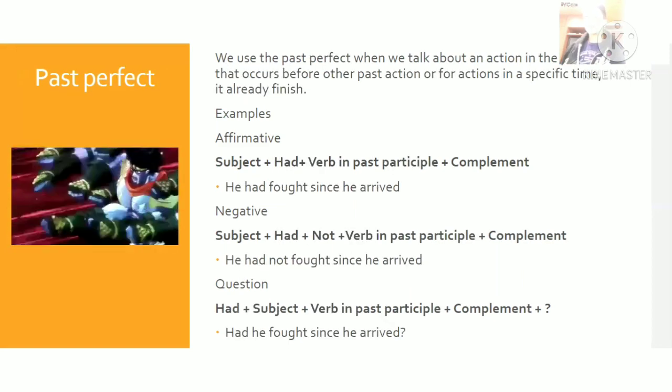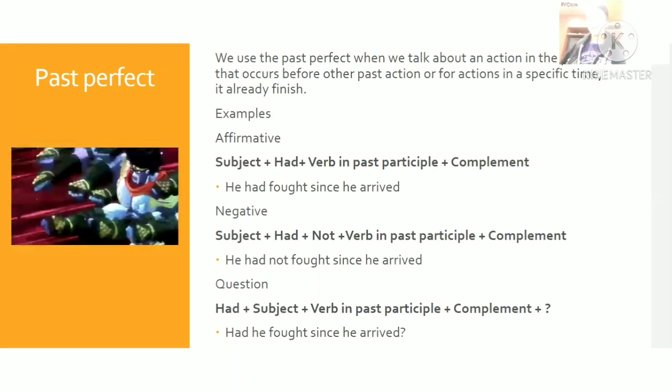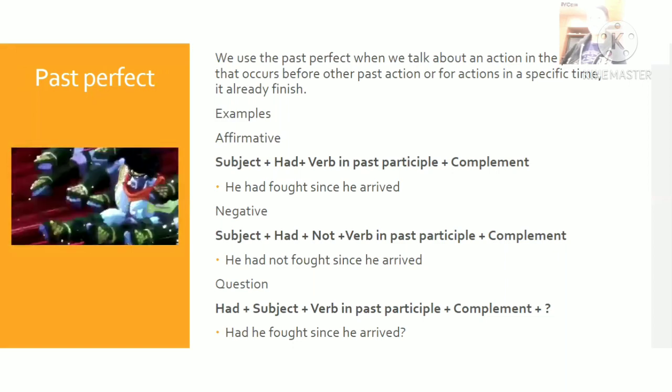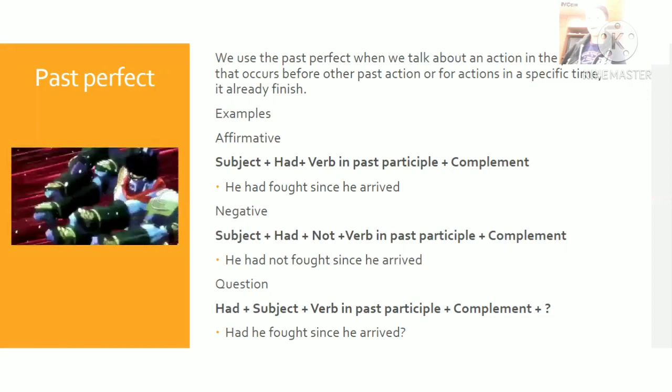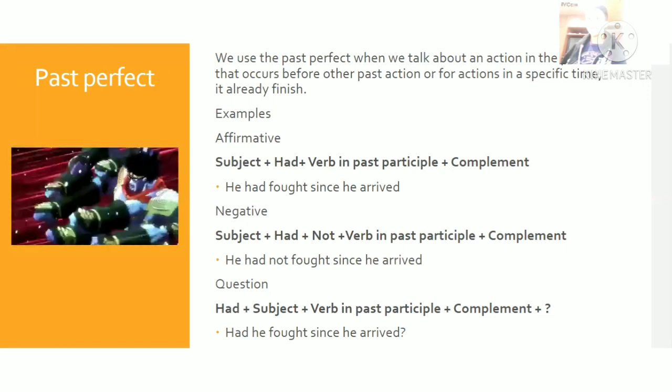And the past perfect. We use the past perfect when we talk about an action in the past that occurs before another past action, or for an action that occurs at a specific time. An important fact is that it is already finished.